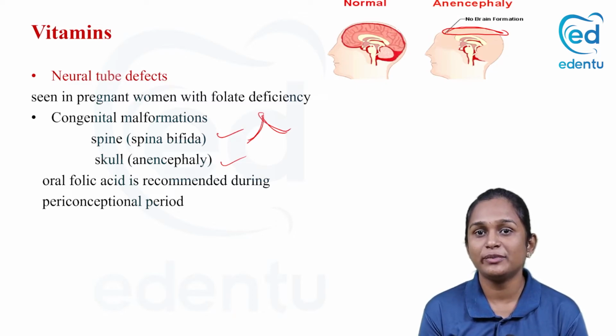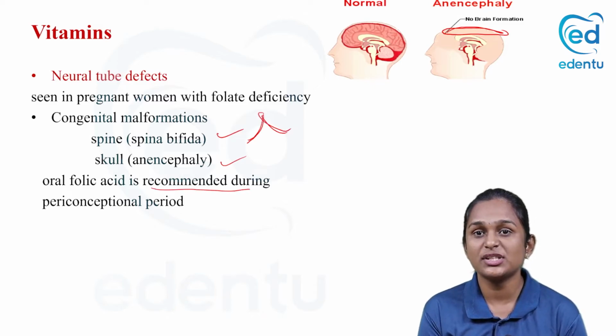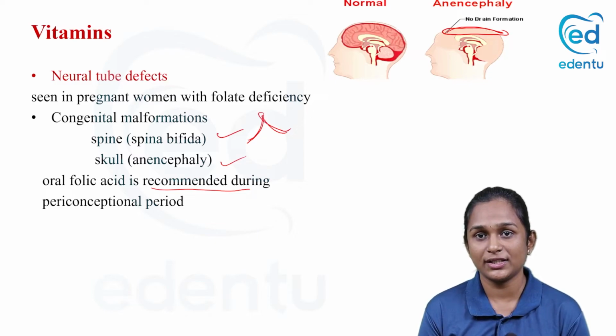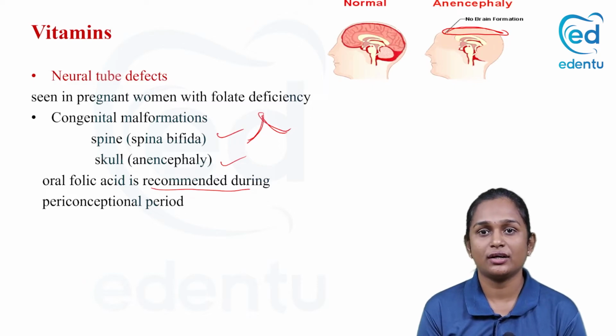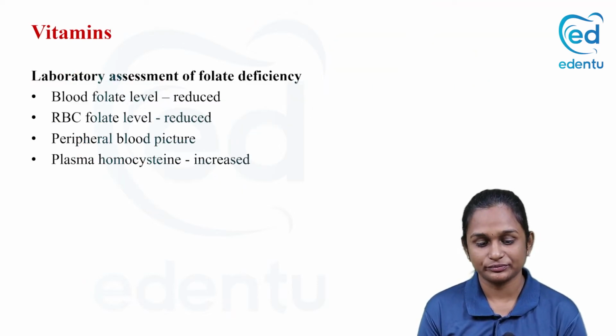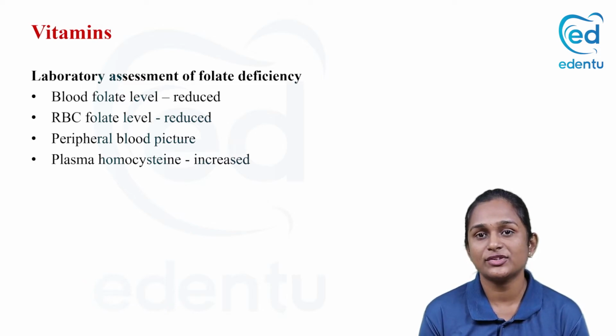So that's why we will be supplementing folic acid during pregnancy, sometimes even before conception. Even before the couple plan for a pregnancy, we will advise them to take folic acid. If the woman has a previous history of abortions, she will be advised to take folic acid even before conception. So what will be the laboratory findings? The deficiency manifestations are macrocytic anemia and neural tube defects.